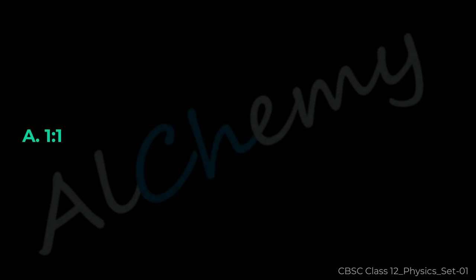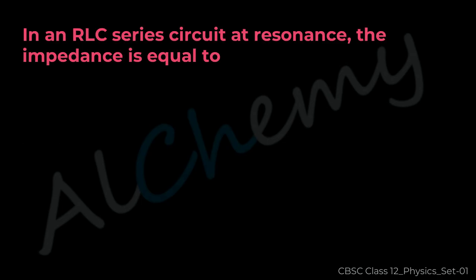The correct answer is A. 1:1. Question 53. In an RLC series circuit at resonance, the impedance is equal to A. R, B. XL, C. XC, D. XL minus XC.